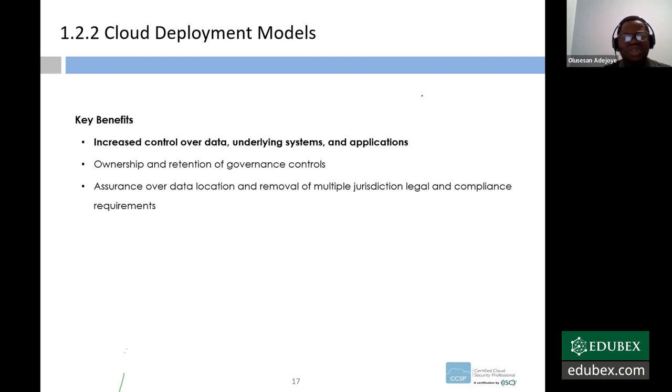So these are the major concerns why before we adopt the cloud, we must check very well, based on the regulatory requirement, are we going to go for public or private? And the other two I'm going to discuss as we continue. Or we're going to go for community, or we're going to use hybrid deployment model.